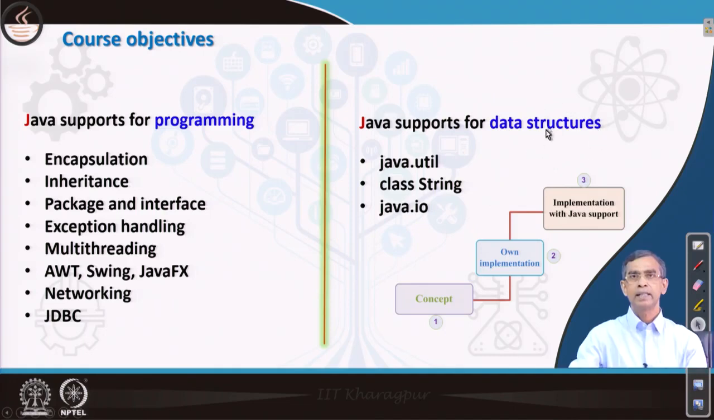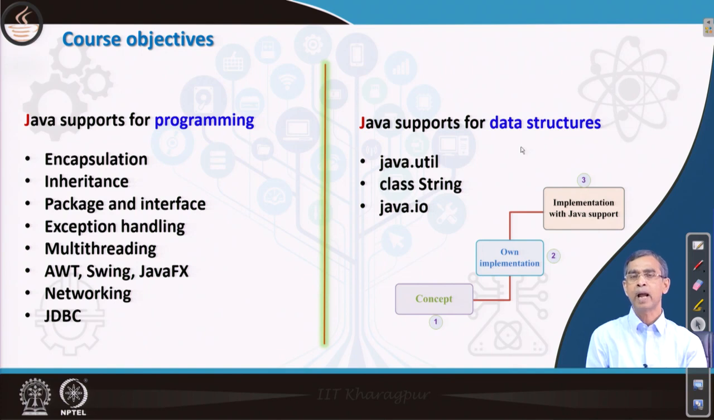Other than the Java support for programming, from a data structure point of view Java provides three unique features. They are available in the form of packages: java.util is a package, java.lang is a package, and java.io is another package. The java.util package gives very in-depth ways of dealing with different structures of data.